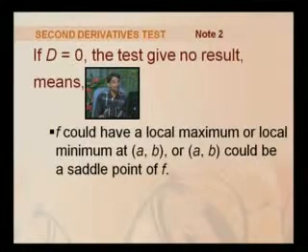This is very important to notice: if D is equal to 0, we cannot find any conclusion about the local maximum and minimum values, right?